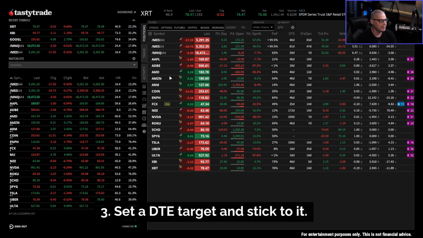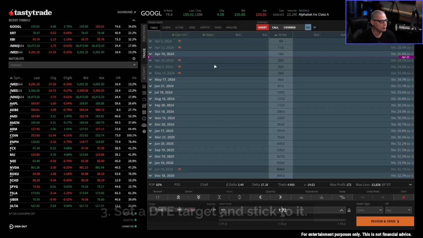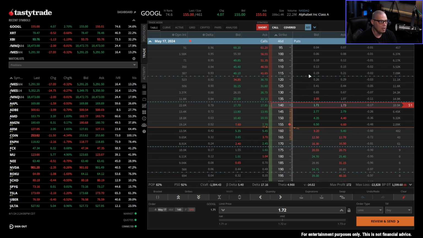You should always get out of your trades well before expiration. So if I go back to this Google trade, this possible short put in Google, I'm putting it on at 46 DTE. In my mind, I know at 21 DTE, whether it's a winner or a loser, I'm closing that position or I'm rolling that position. And that's it. Because at 21 DTE, the likelihood of that thing already being a 100% loser, a maximum possible loser, is almost 0%, right? That would be a really unlikely event.